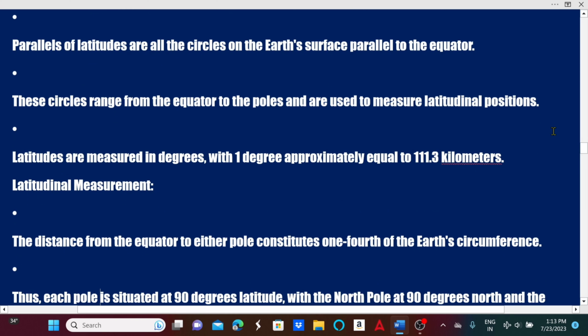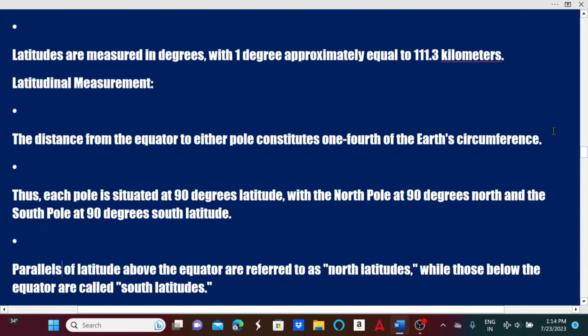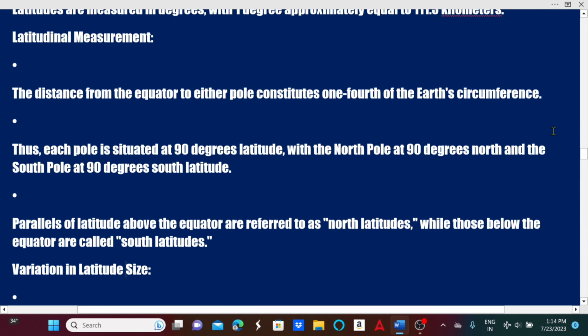Thus, each pole is situated at 90 degrees latitude, with the North Pole at 90 degrees north and the South Pole at 90 degrees south latitude. So it means 180 degrees. Parallels of latitude above the equator are referred to as north latitudes, while those below the equator are called south latitudes.